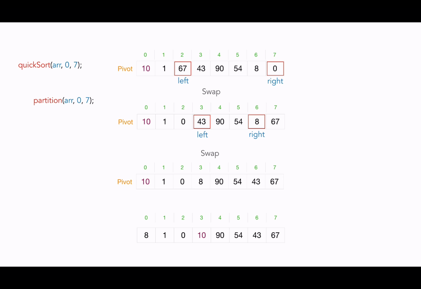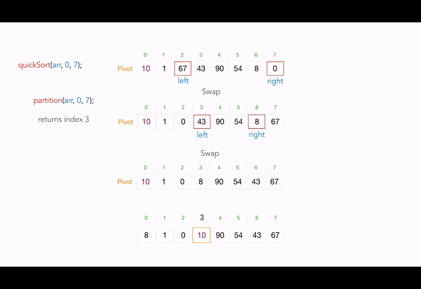So one iteration is complete. Once this is done, you will see the partitions at either side of this pivot. All the elements to the left of this pivot are smaller than the pivot, and all the elements present to the right of this pivot are greater than this pivot.